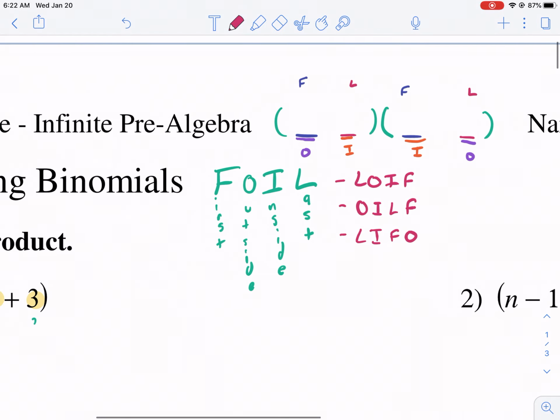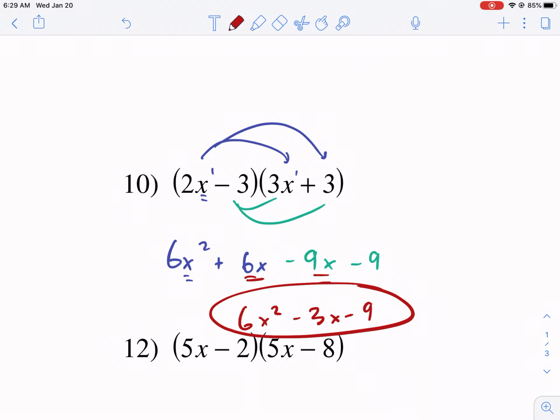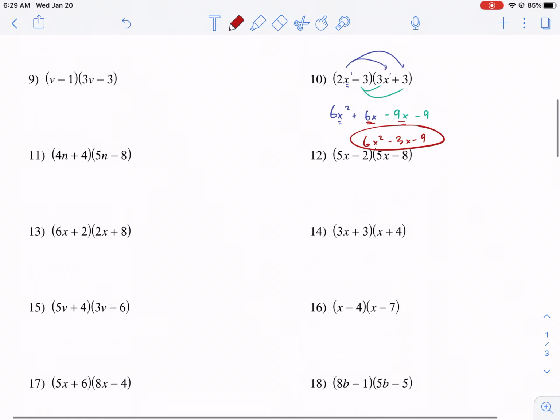Then I have 2x times 3, that's my second one, and I get 6x. I'm going to change the color of this. Actually, I'm getting a little ahead of myself. Don't want you guys to lose track. Now I have negative 3 times 3x and also times a positive 3. So I get negative 9x, and then I get a negative 9. Combine like terms here. These are the like terms: 6x squared minus 3x minus 9, and I'm done. That's what I get. Okay.